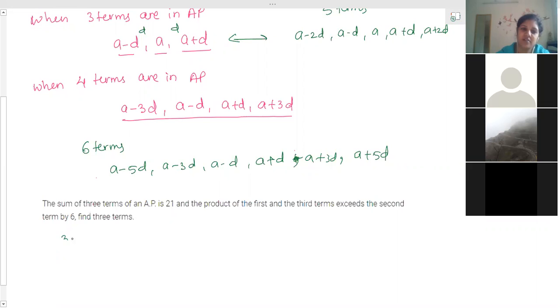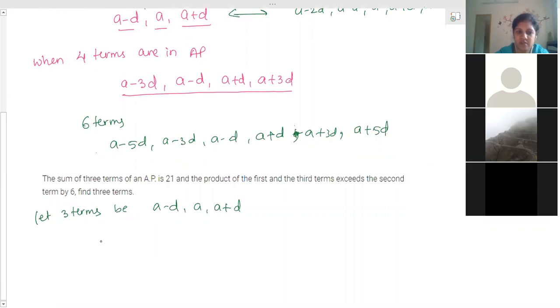That means let the 3 terms be A minus D, A, and A plus D. So the sum is 21. So A minus D plus A plus A plus D is equal to 21. Minus D and plus D get cancelled. So it will be 3A is equal to 21. The value of A will be 7. Immediately we get the value of A as 7.